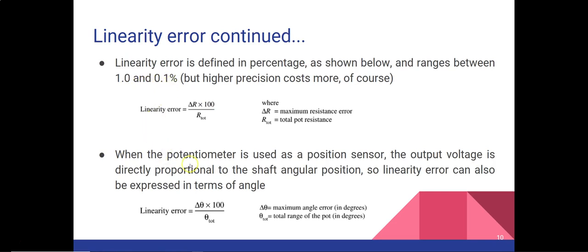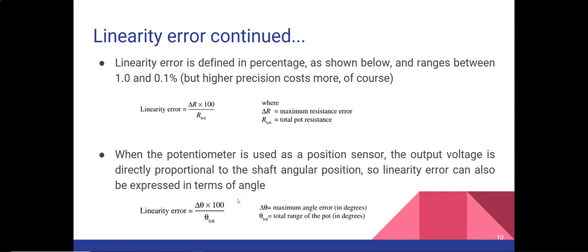Now, when the potentiometer is used as a position sensor, the output voltage is directly proportional to the angular position. So linearity error can also be expressed with this formula, where delta theta represents the maximum angle error, and theta total is the total range of the pot, multiplied by 100 to get the error in percentage.